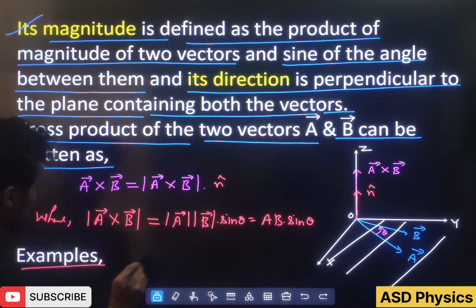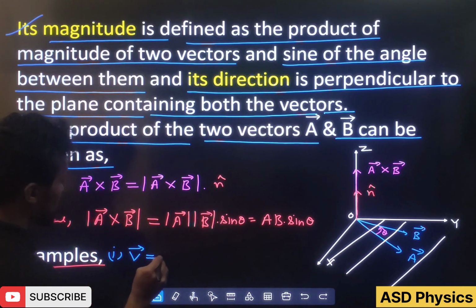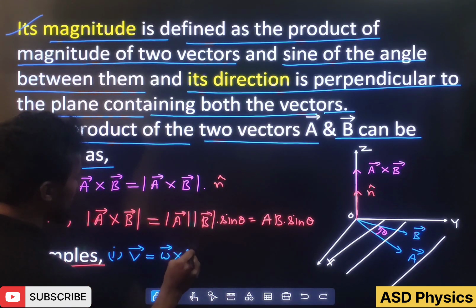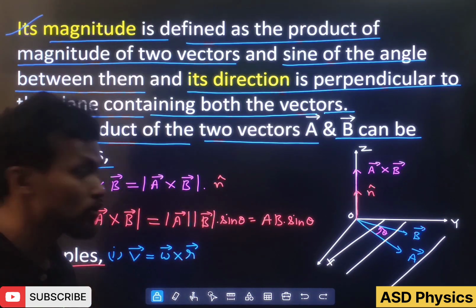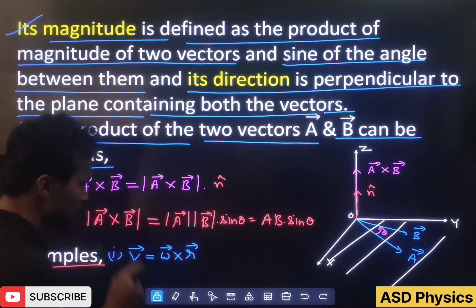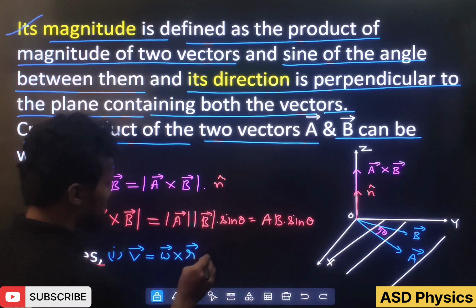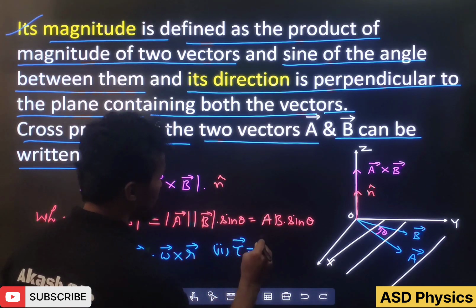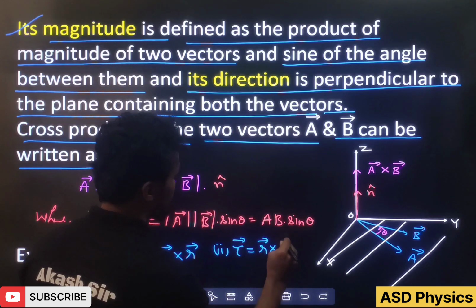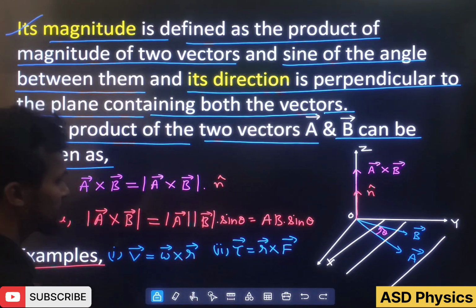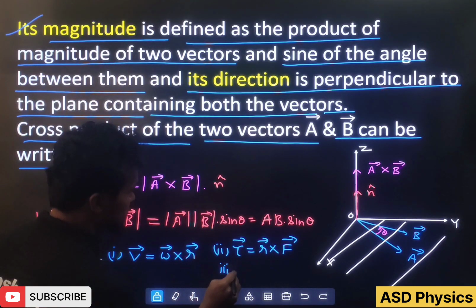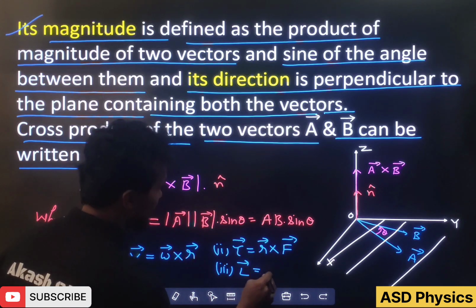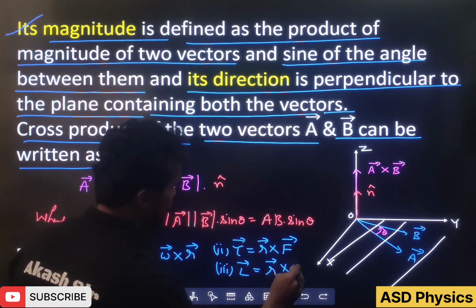If we talk about some general examples also, you know very well, some of the examples like V equal to omega cross R. The cross product of the angular velocity and the position vector will give us velocity. Now similarly, second one, if I talk about the torque, equal to what? R cross F. R cross F. Similarly, let's take for example angular momentum, L equal to R cross P.